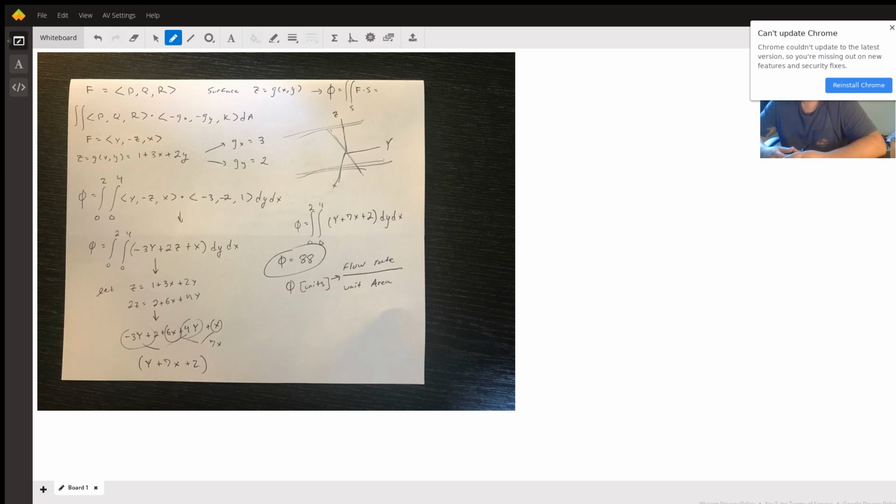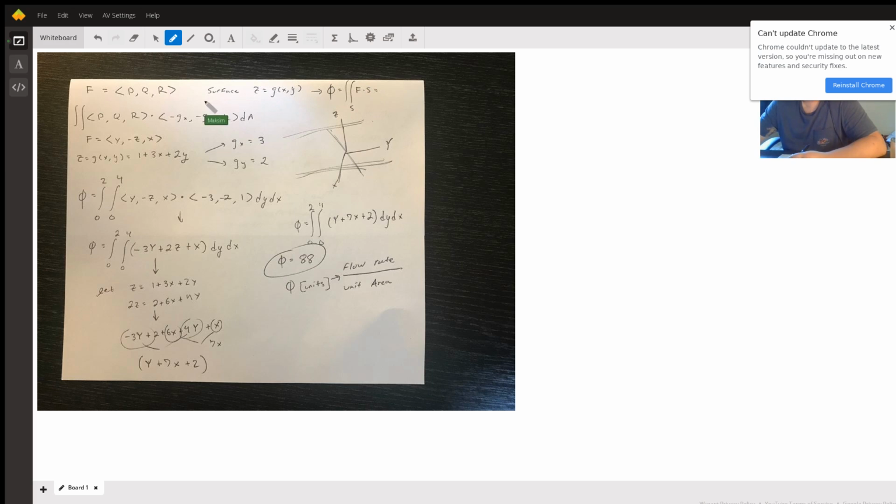Getting straight into the problem, we know we have our three components. For the general case, I just wrote P, Q, R respectively. And we have a specific surface defined by x and y, and this is our z. So we know that phi, or flux, is equal to the double integral over the region S of the dot product of your vector field and dS.